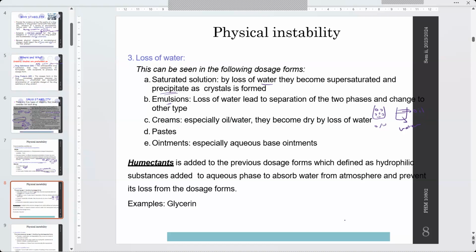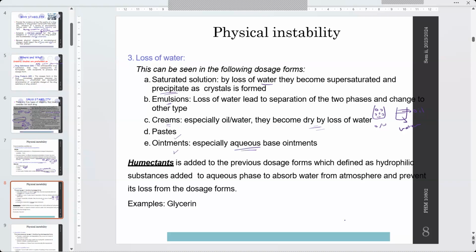Creams, actually the composition is an oil and water emulsion, and some creams are water-in-oil emulsions. So a cream is an emulsion. If it loses water, it will become dry. So this is not good, it cannot be used anymore. It's not soft, and cannot be spread on the skin. Pastes also contain an amount of water. They will dry up upon storage if they lose water. Ointments, especially ointments having an aqueous base, may also lose some water.